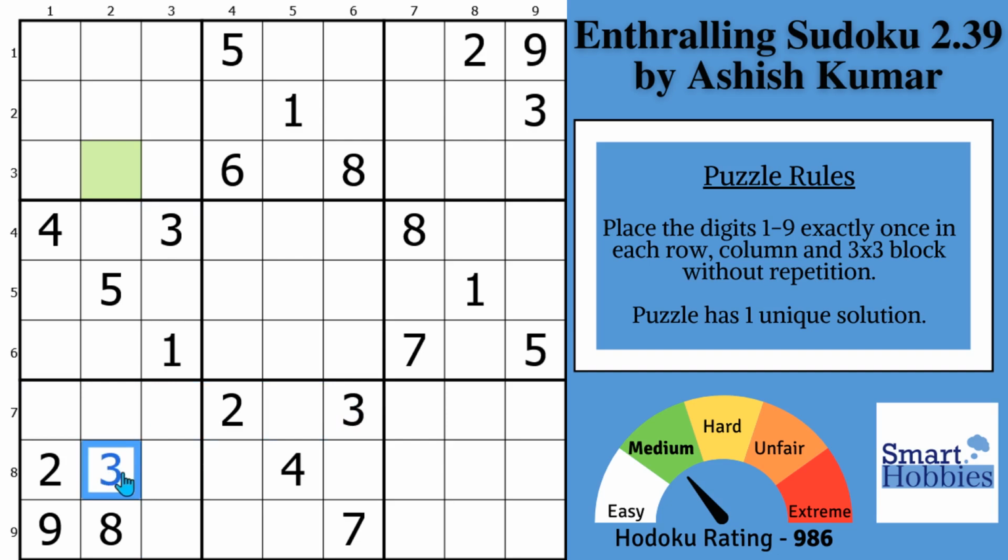Greetings, friend. This is puzzle 39 from Enthralling Sudoku Volume 2. Thank you, Ashish Kumar, for letting me feature your puzzles on my channel. I'm doing a different one each Friday this month. I will show you the right way to solve classic Sudoku and help you discover all the strategies you need to solve this green cell.